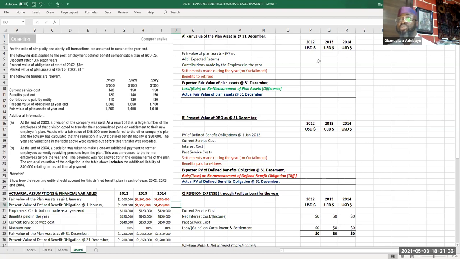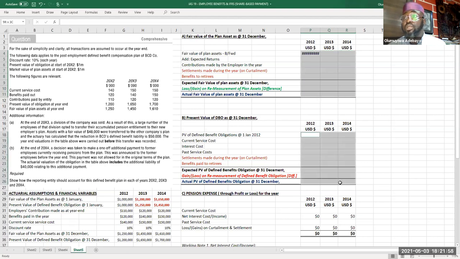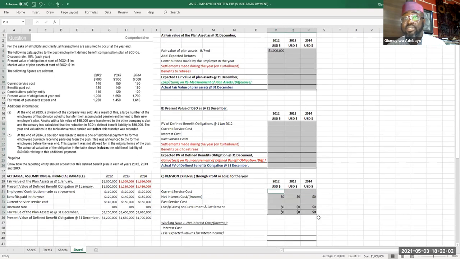The first thing is that in 2012, I need to fair value my plan assets. And I will start with my opening balance in 2012, which is 1 million. All these figures, I'll put it to the nearest.